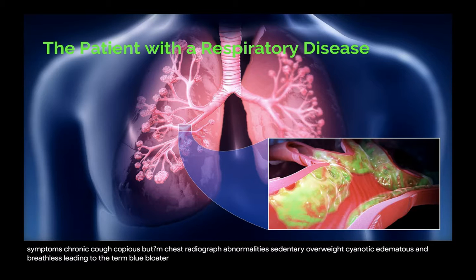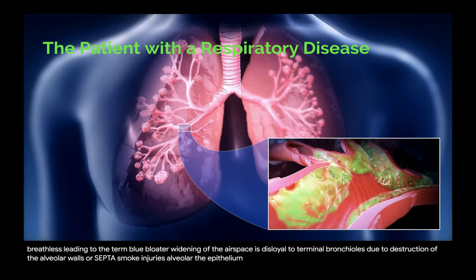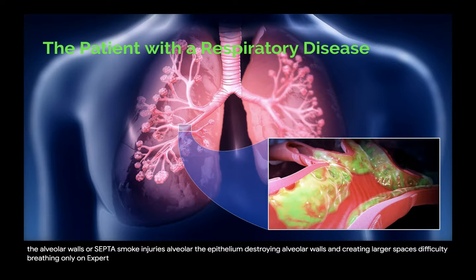Emphysema is defined as distension or widening of the air spaces distal to the terminal bronchioles due to destruction of the alveolar walls or septa. Smoke injures the alveolar epithelium, destroying alveolar walls and creating large air spaces. Difficulty breathing occurs only on expiration, meaning only on breathing out.